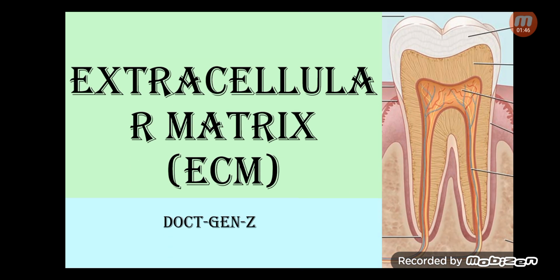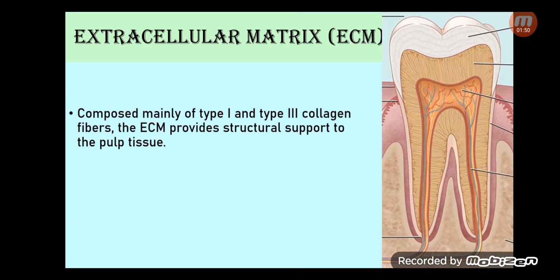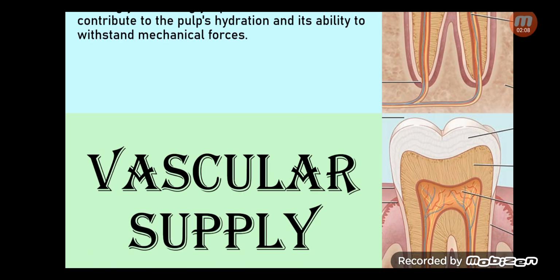Now we will talk about the extracellular matrix of dental pulp. Extracellular matrix is composed mainly of type 1 and type 3 collagen fibers, and it provides structural support to the pulp tissue. Proteoglycans and glycoproteins within the extracellular matrix contribute to pulp hydration and its ability to withstand mechanical forces.